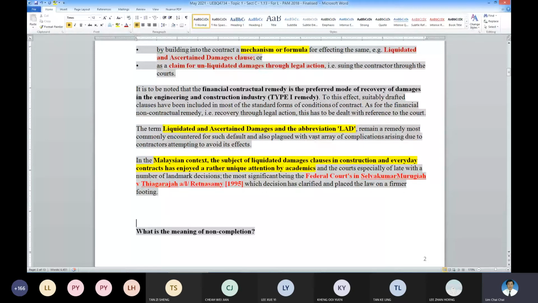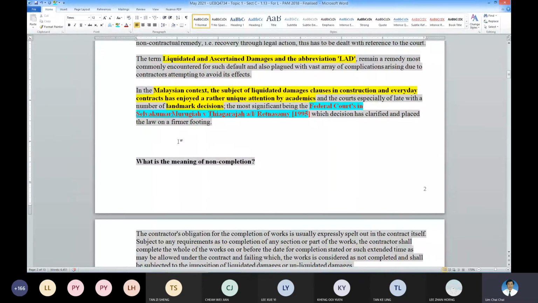Okay, so in Malaysian context, the LD clause has a unique attention by academics or even by the legal people. Why? It is because of a landmark decision in the Federal Court under Sewakumar versus Tyagaraja. Okay, so this is a very important point that you need to understand under the Malaysian environment, which I'm going to cover more below.